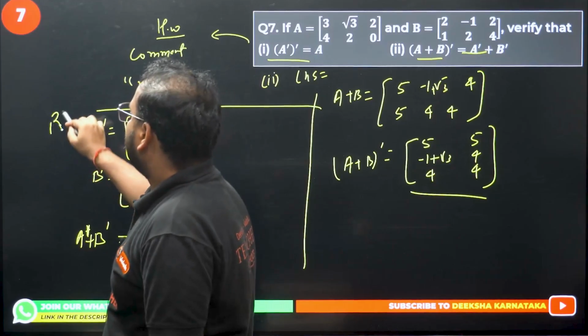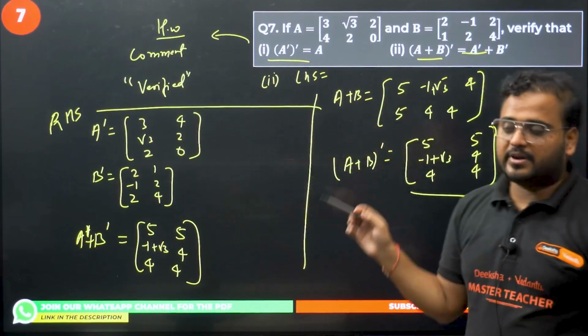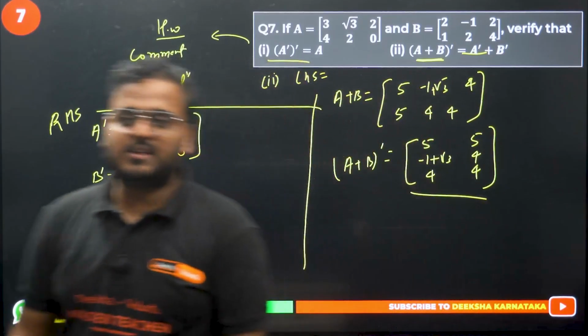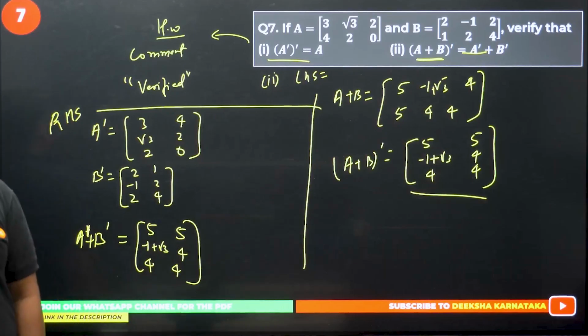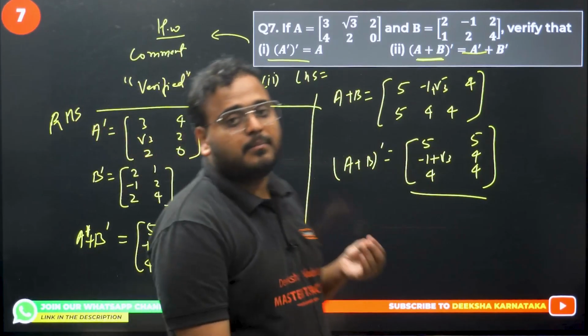And if you all remember, I've taught you the property of the transpose already. This thing was covered, right? A plus B transpose is A transpose plus B transpose. Just verifying it over here with the help of an example. Okay, 7th is done. Now we have completed our questions from 2 marker.